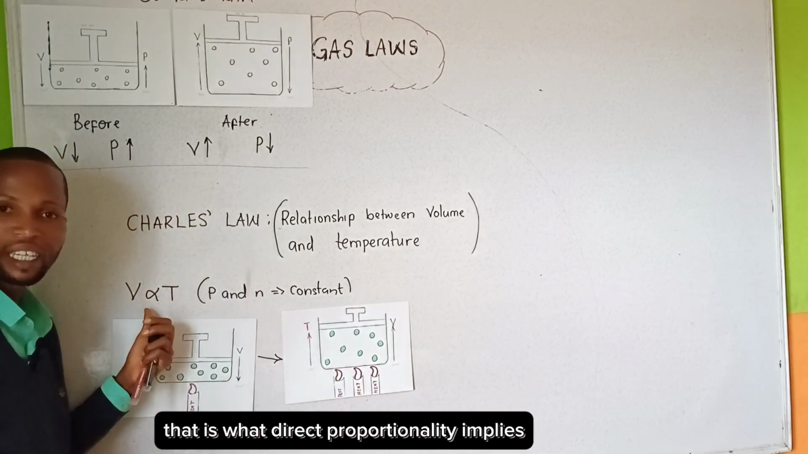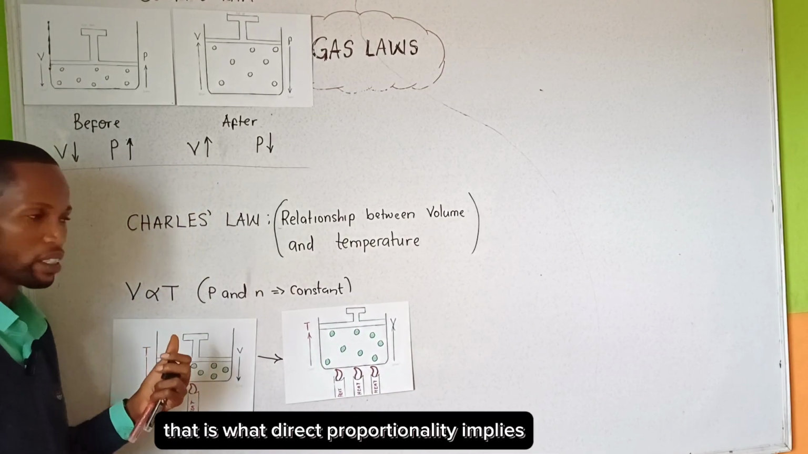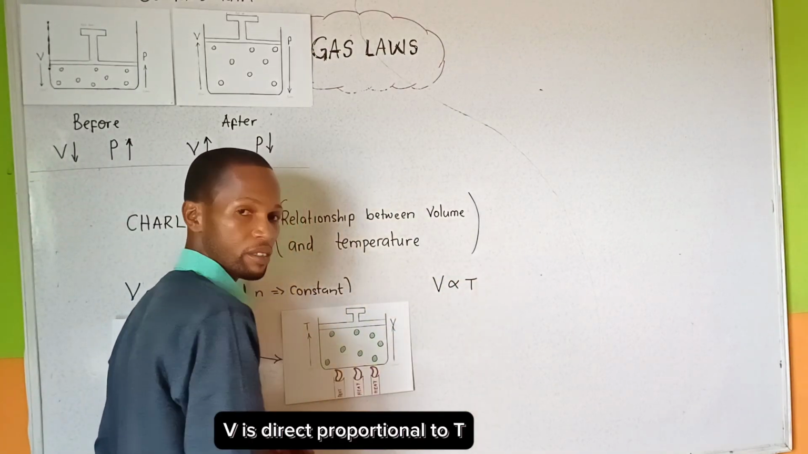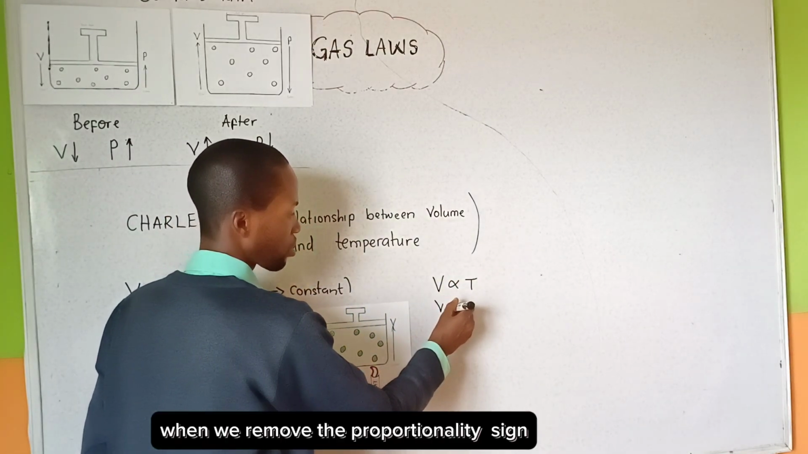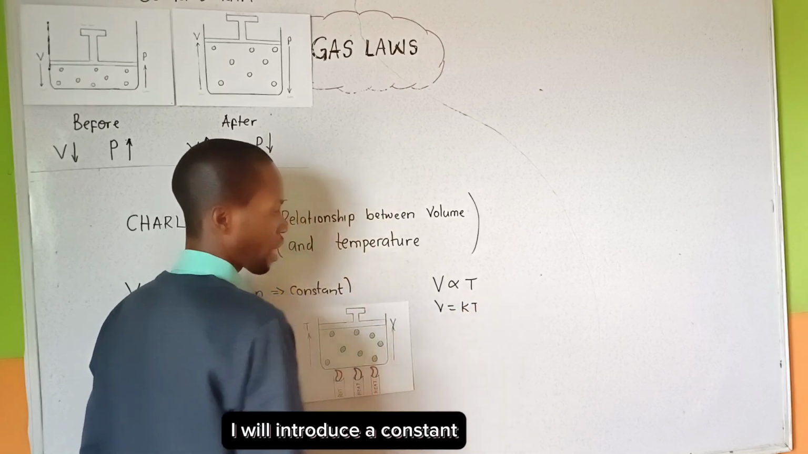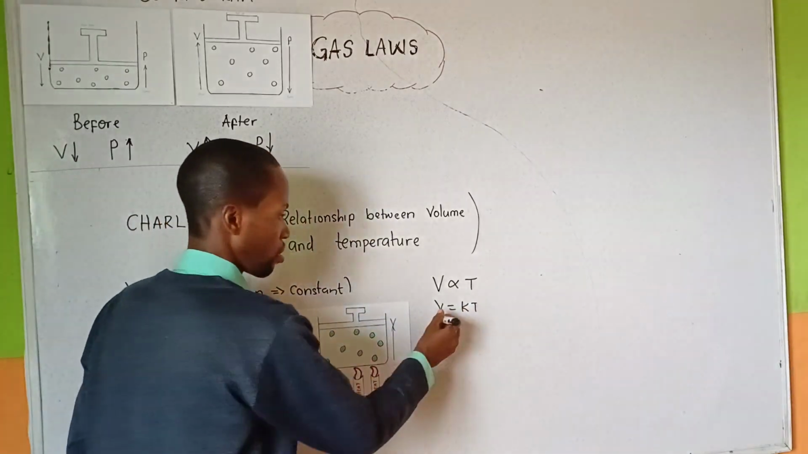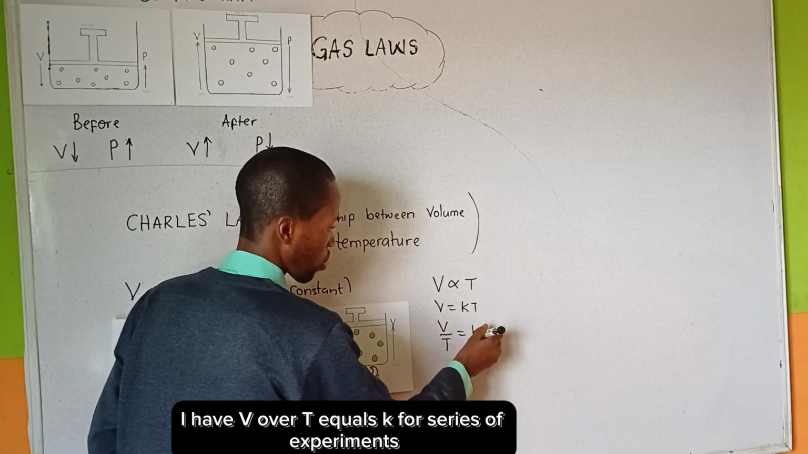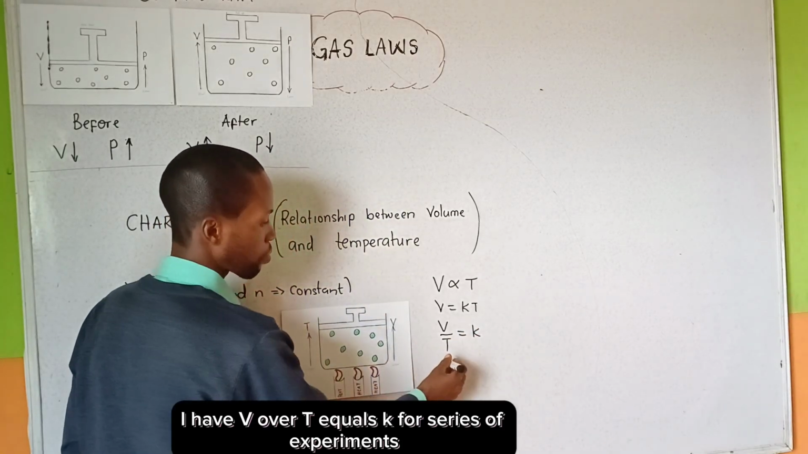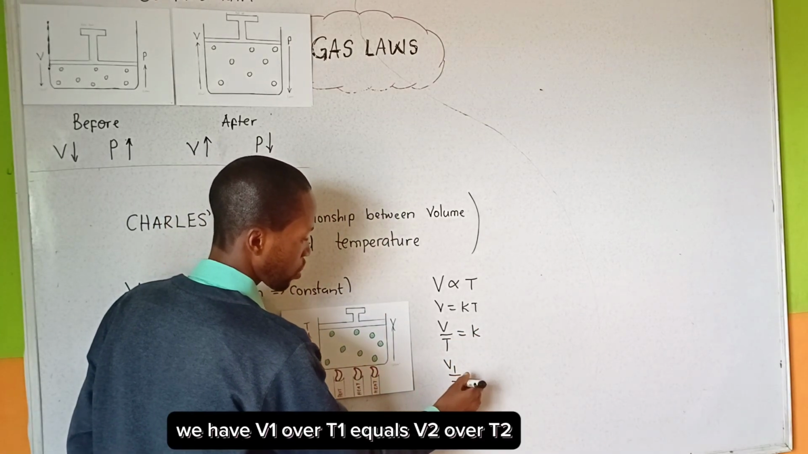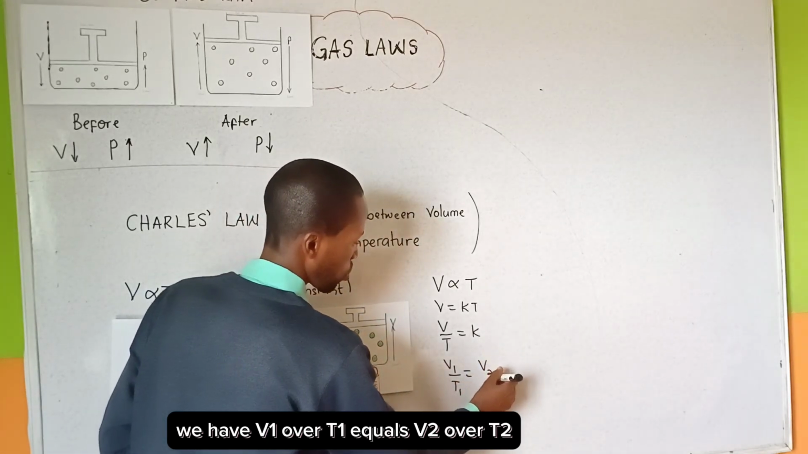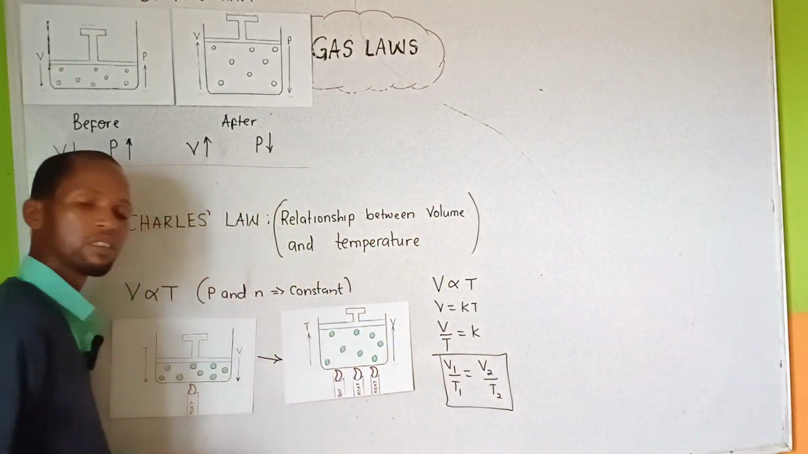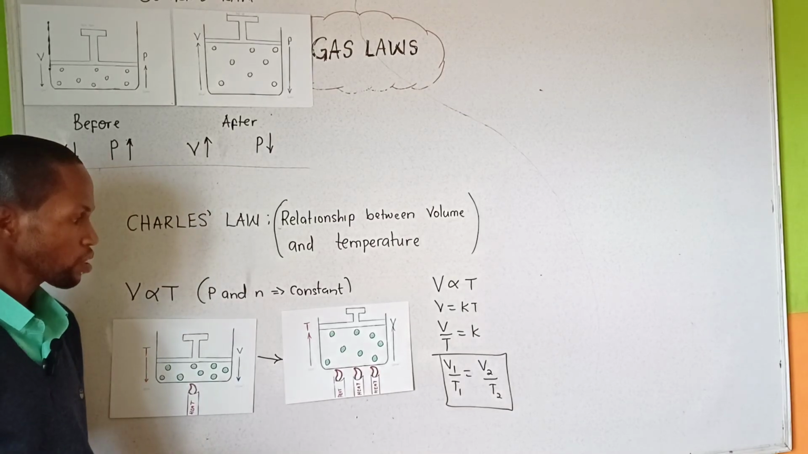That is what direct proportionality implies. V is directly proportional to T. When we remove the proportionality sign, I will introduce a constant. I have V equals KT. Making K the subject of the equation, I have V over T equals K. For a series of experiments, we have V1 over T1 equals V2 over T2. That is for Charles's law.